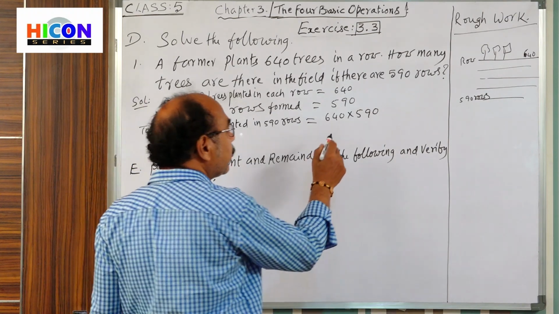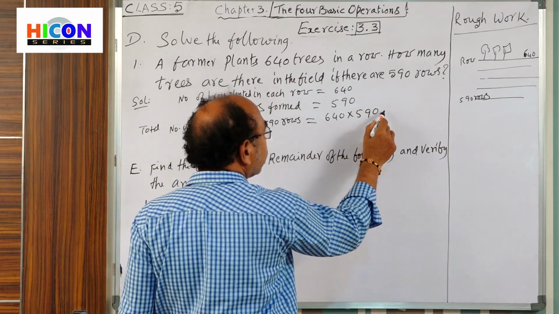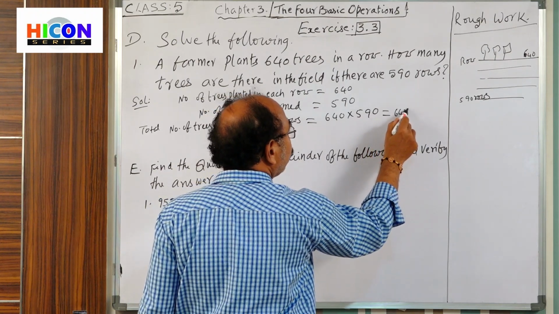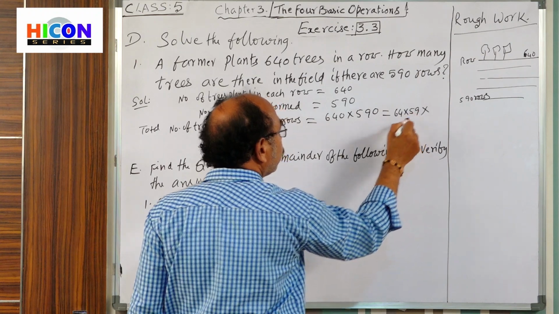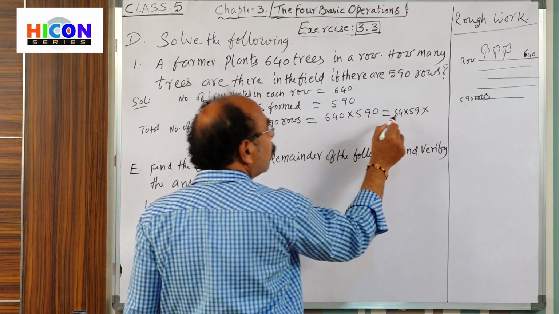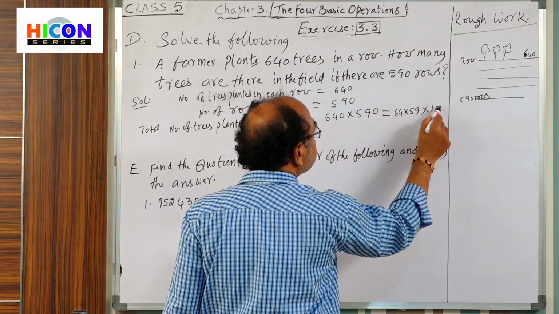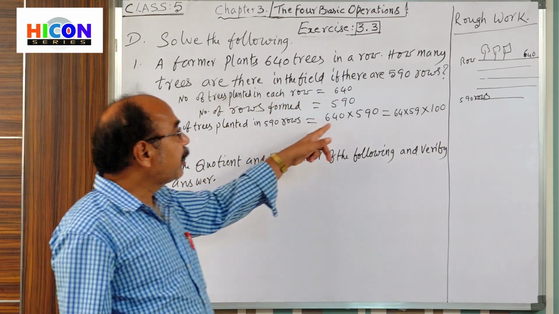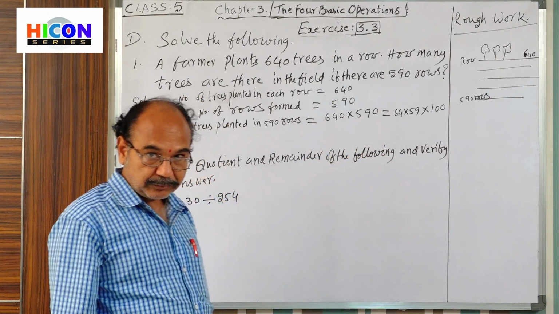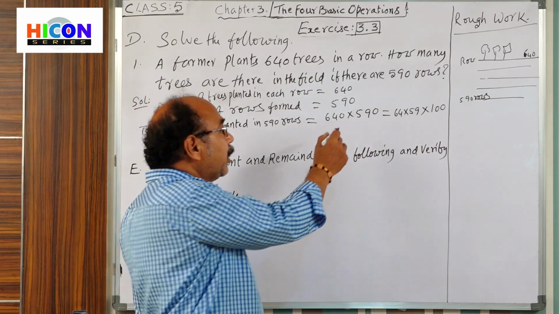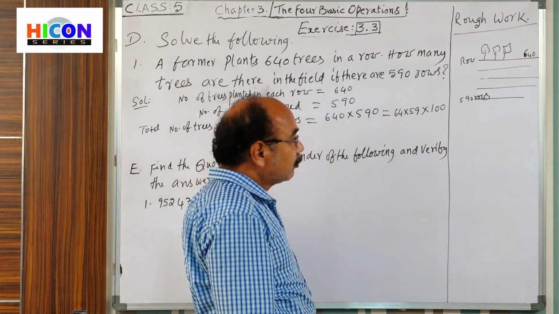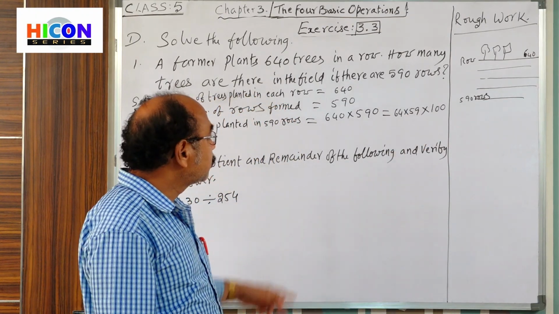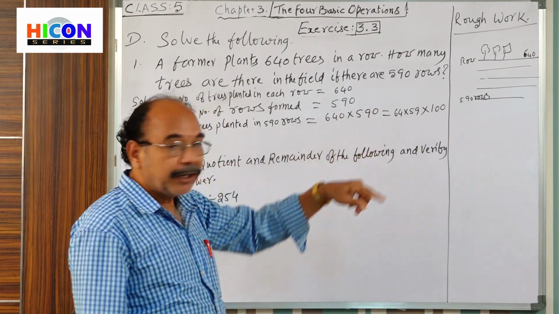How do we multiply here? Easy process. What is the easy process? We can write like this: 64 into 59, and here there are 2 zeros. With 2 zeros, that means 100. So 64 into 59 into 100.